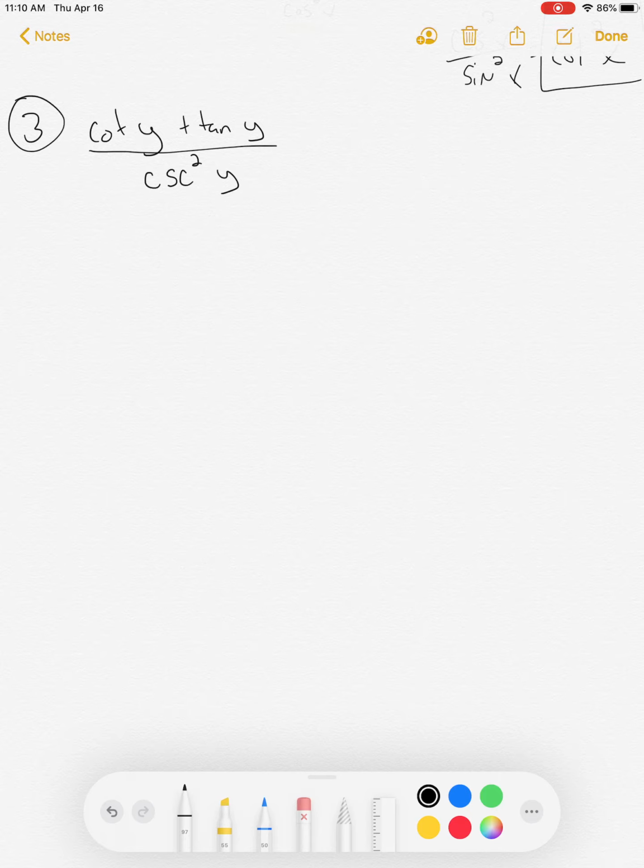Okay, on to number 3. Number 3 is probably the most difficult one. Again, we need to set this up in between numerator, that's top, and denominator, the bottom. I'm going to do the numerator first. The numerator is cotangent plus tangent. So cotangent is the same as what? Cotangent is cosine of y over sine of y plus tangent is sine of y over cosine of y.